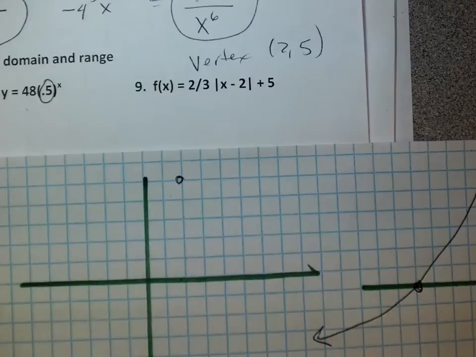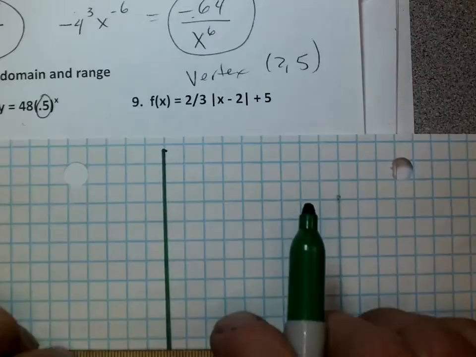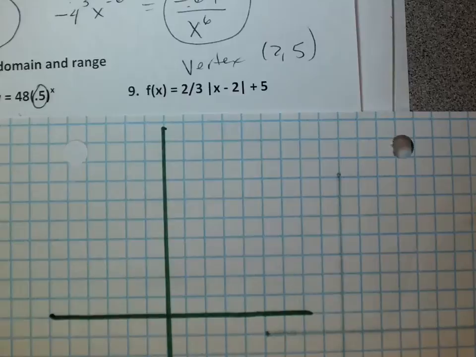I'm running out of room on this one, so I'll do this over here. I ran out of room because I got to go up. I'm going to redo this. There we go. So we'll start at 2, 5.